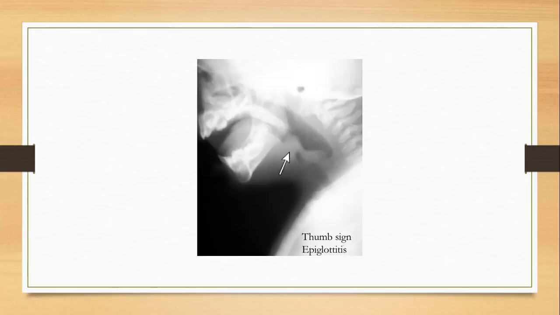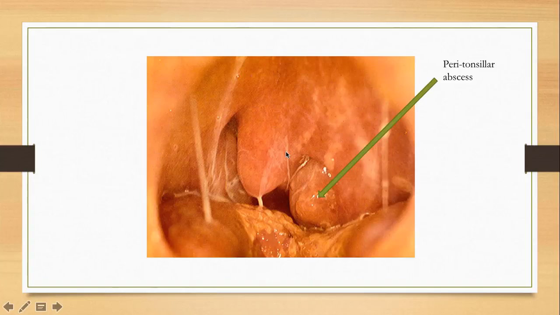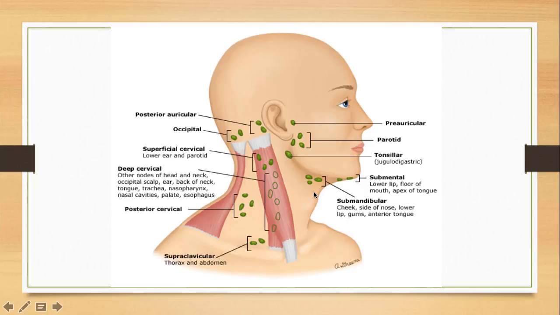So here is a slide to show the thumb sign. You've already seen this x-ray before. This is a hallmark of epiglottitis, and then this is a direct visualization of peritonsillar abscess. You can see a pretty big tonsil here, and then this is just to show that these lymph nodes can be involved when we are thinking about pharyngitis.